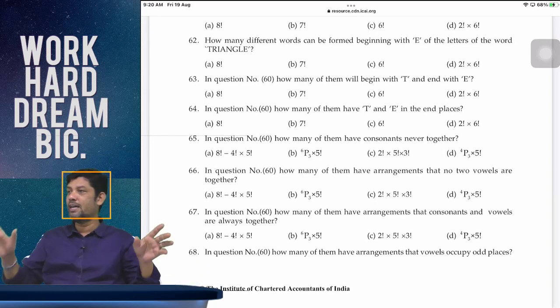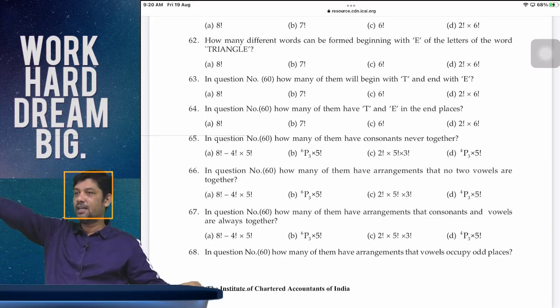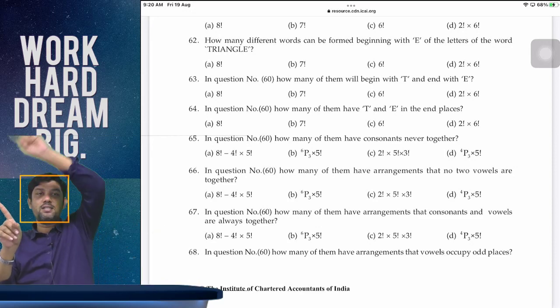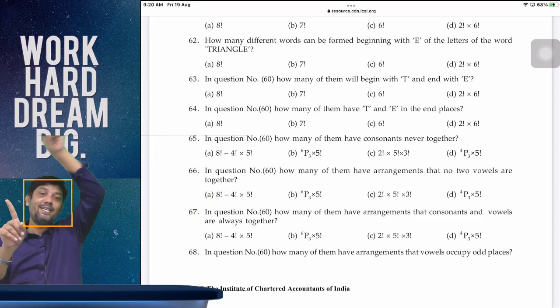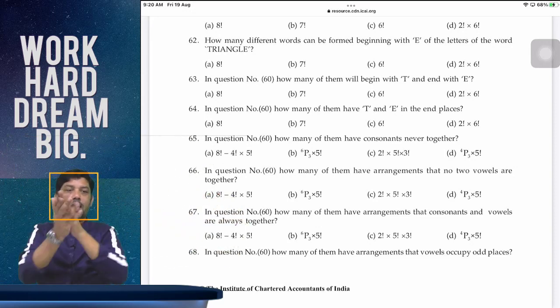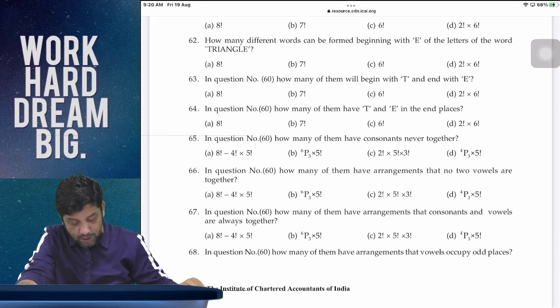Sir, this I don't understand, sir. Why T and E at the end places? That means the word can start with T or the word can start with E. So one arrangement is T and E, the other arrangement is E and T. Those two can be rearranged among themselves in 2 factorial ways, and the remaining 6 factorial. Is it nothing but 1440? Okay, 2 factorial into 6 factorial.